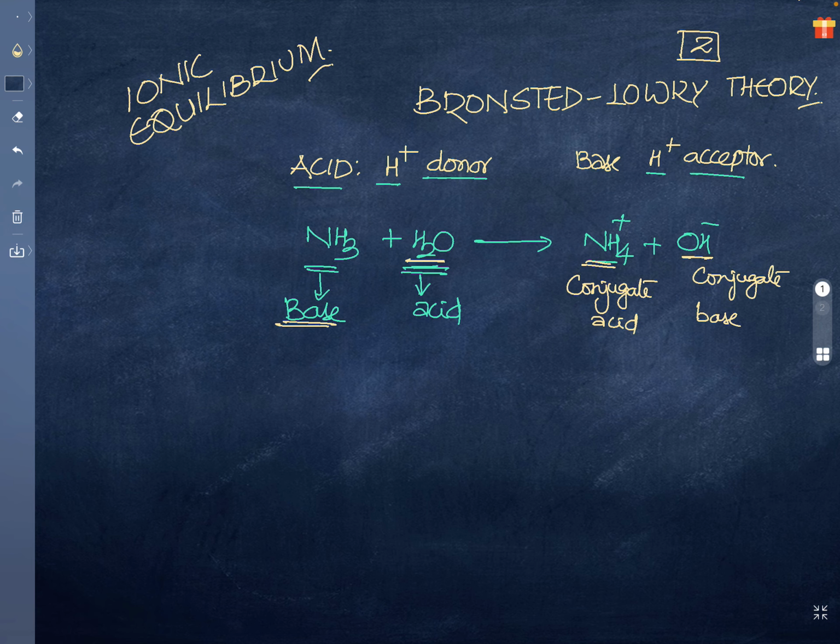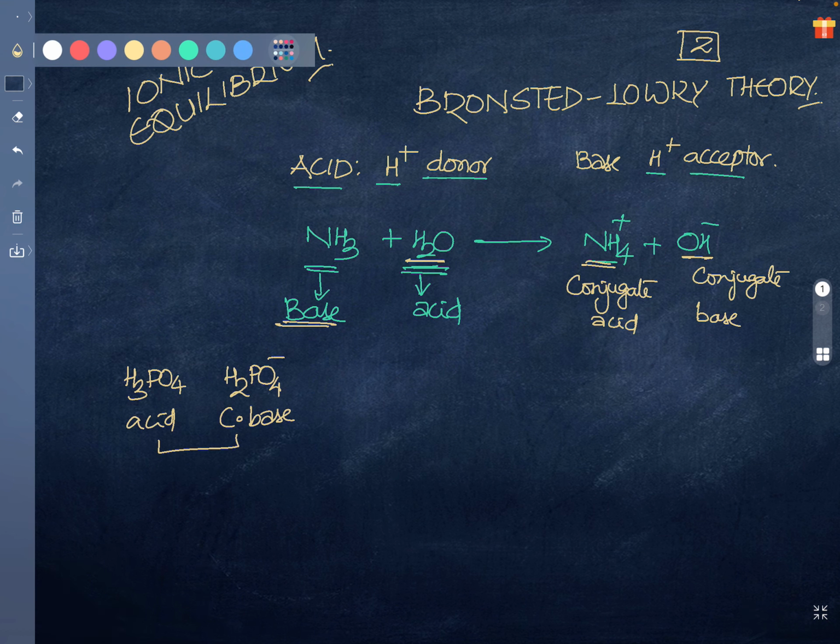So in simple sense, for example, you have H3PO4. If it is acid, then H2PO4 minus is its conjugate base. There should be one proton difference, then they are called conjugate acids and bases. Okay, one more example we'll take.